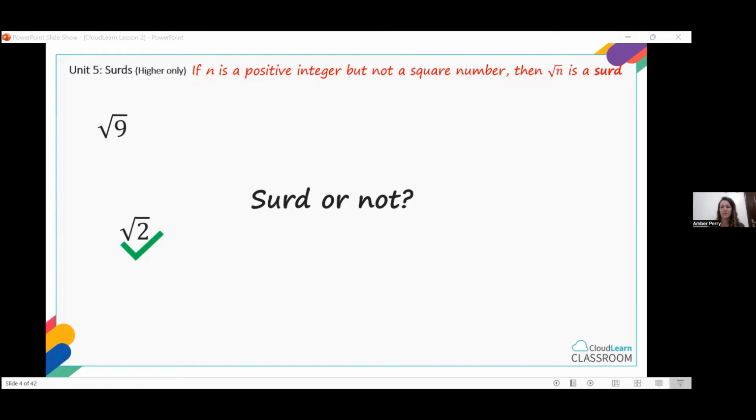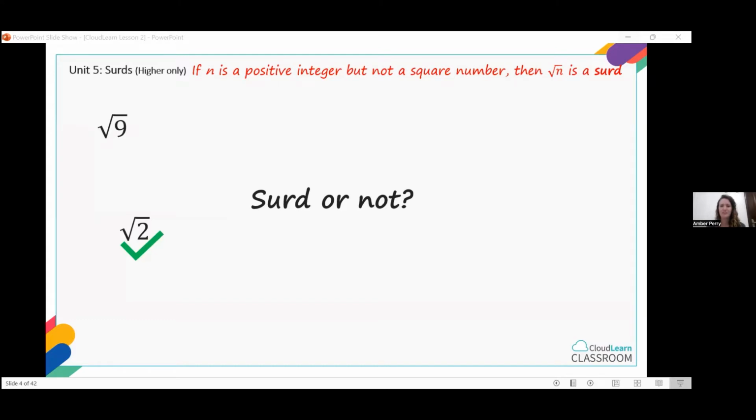We've got one answer coming in already. A couple of answers come in. So it is a surd if it's not a square number. It's a bit hard. I don't know if my computer's just a bit slow with me. Okay. All right, so I'm going to end that poll.